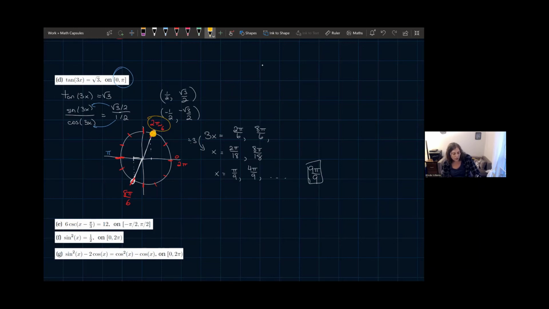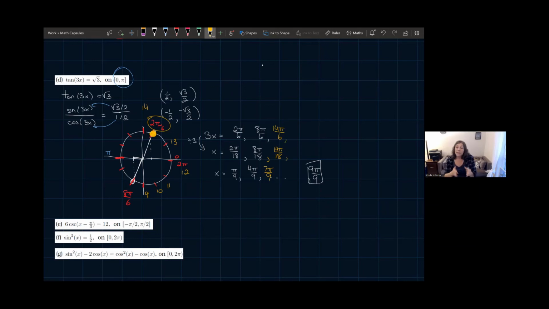If I keep counting around, so after 8 pi over 6, I count 9, 10, 11, 12, 13, and then 14 pi over 6. That would give me another good solution. And then when I solve, oops, sorry, I wrote that in the wrong spot. 14 pi over 6 would be up here. Or we can reduce that, of course, but we'll do it after. So 14 pi over 6, I'll divide by 3 and get 14 pi over 18. And then if I reduce it, I get 7 pi over 9. That's before 9 pi over 9, so it's another good solution.